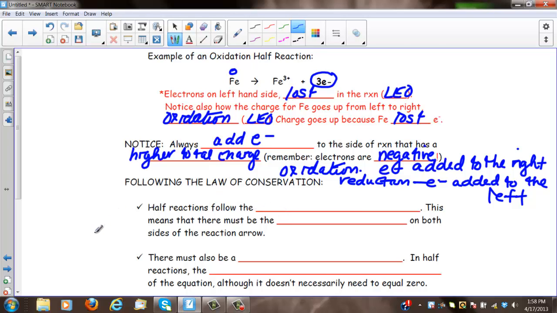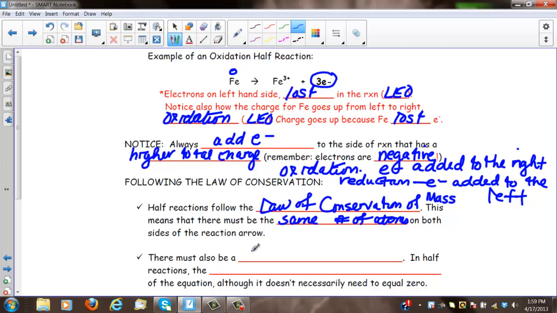There are two important rules that come into play for redox reactions. One is the law of conservation of mass. Half reactions follow the law of conservation of mass. This means there must be the same number of atoms on both sides of the equation. If not, you may have to put a coefficient in to balance it.